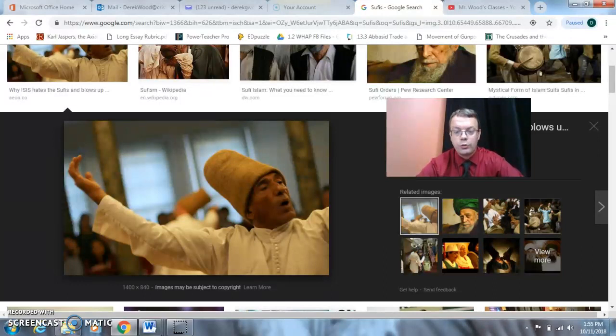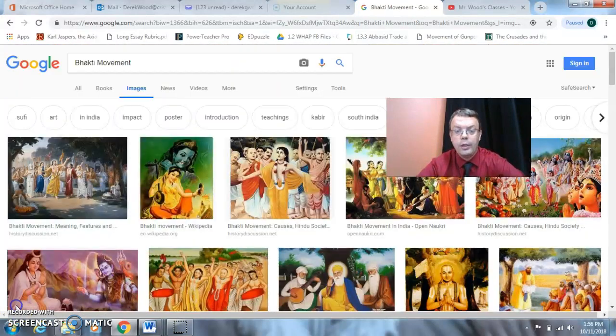They're not as strict in Islam. They're willing to take more outside influence. Sufism will become big in the spread of Islam, especially in parts of modern-day Afghanistan and India, as it spreads in this era. The Bhakti movement is a movement that really combines a lot of elements of both Hinduism and Islam together.